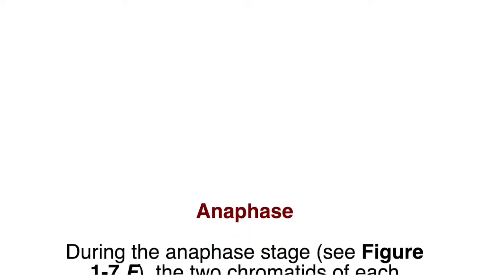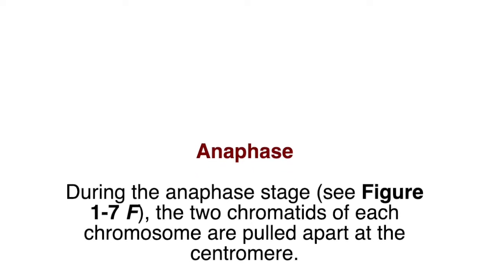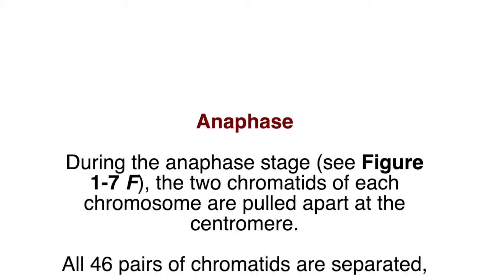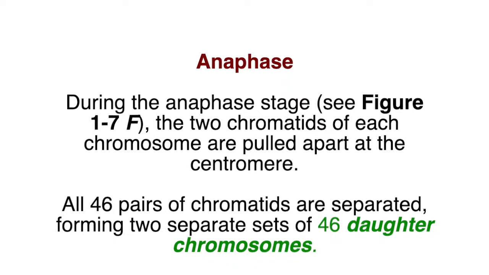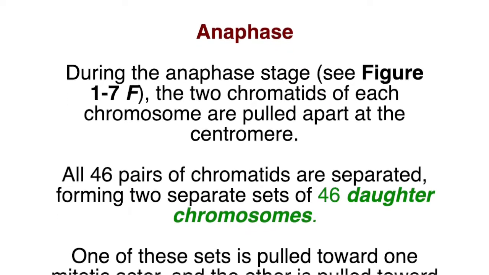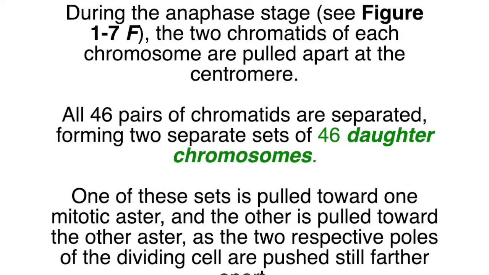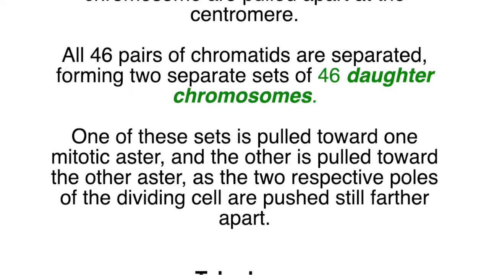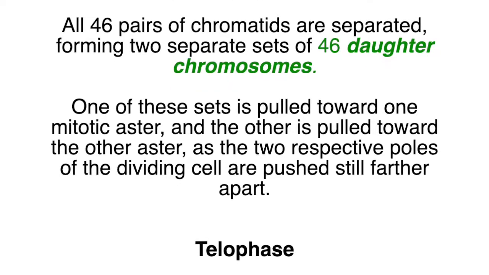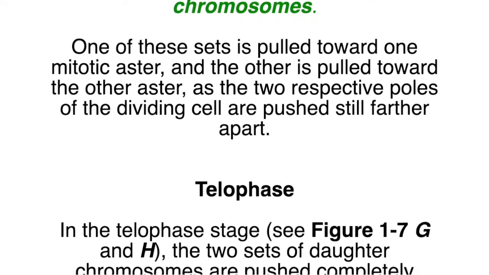Anaphase. During the anaphase stage, see figure 1.7F, the two chromatids of each chromosome are pulled apart at the centromere. All 46 pairs of chromatids are separated, forming two separate sets of 46 daughter chromosomes. One of these sets is pulled toward one mitotic aster, and the other is pulled towards the other aster, as the two respective poles of the dividing cell are pushed still farther apart.